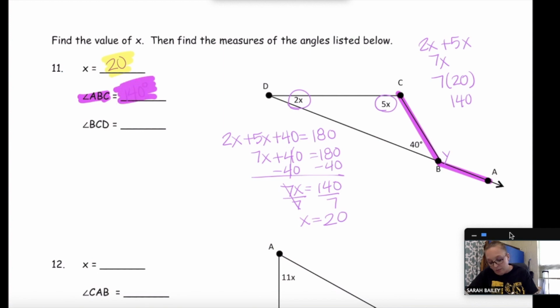Okay? Actually, maybe I should not have done it in that color. Let's try that again. 140 degrees. I'll highlight it in the yellow so you can see it better.